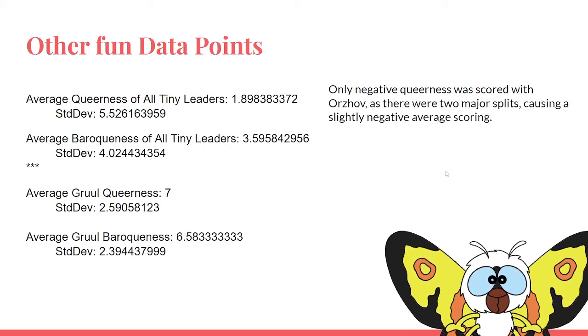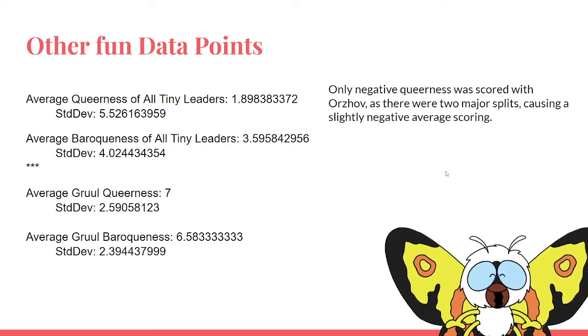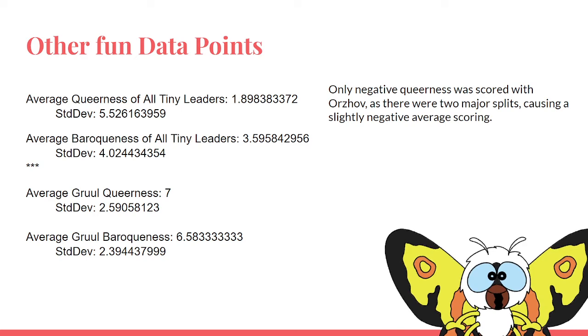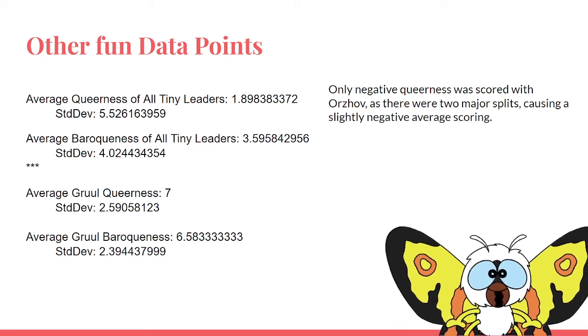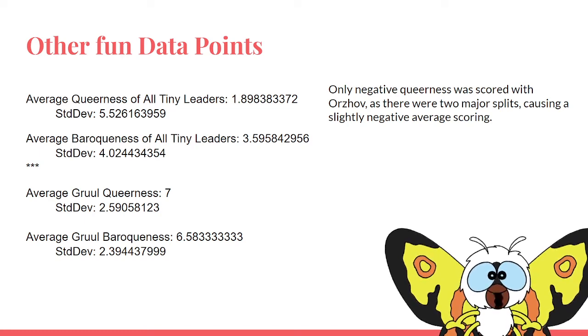Other fun data points. The average queerness of all tiny leaders is around 1.89838337, with a standard deviation of 5.526163959. You may be asking, what is this math doing here? And do I care? Well, it is important to me, and that's why you should care. The standard deviation is important because it shows where the majority of the tiny leaders fall. So, overall, a range from around, let's say, -4 to +8 is where the majority of the tiny leaders fall.